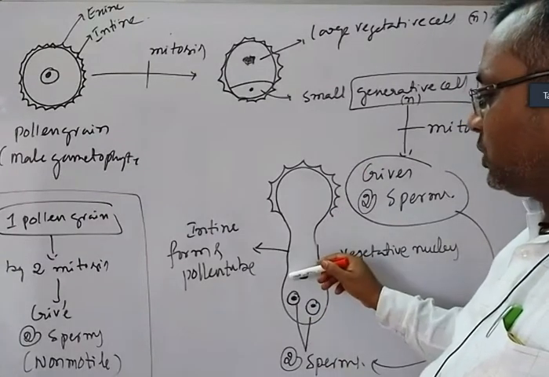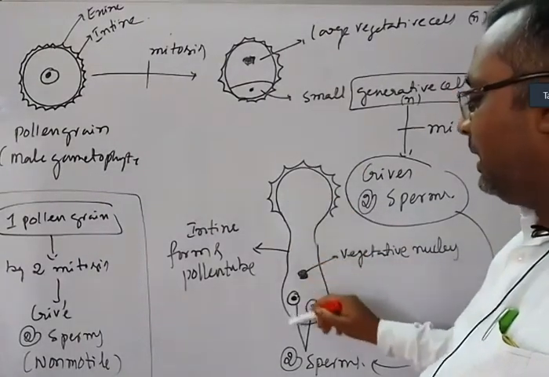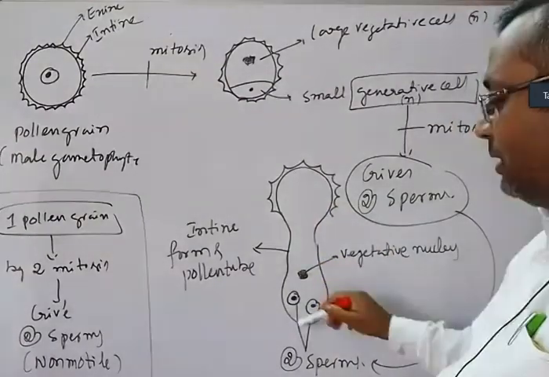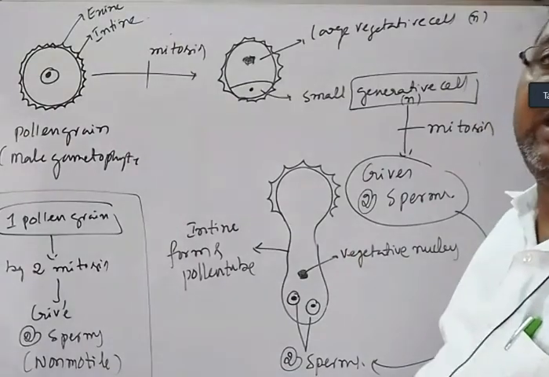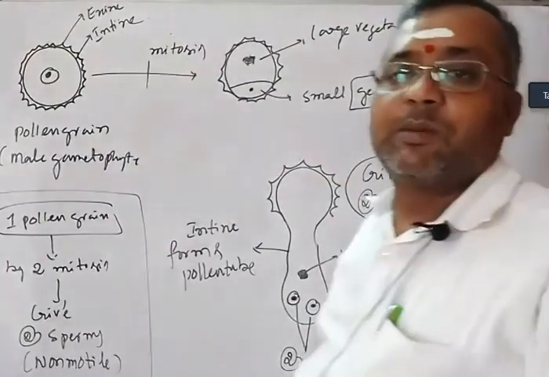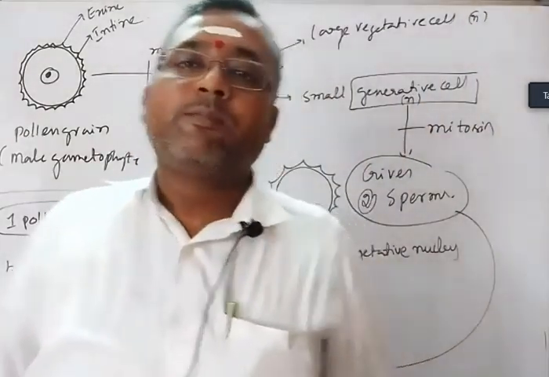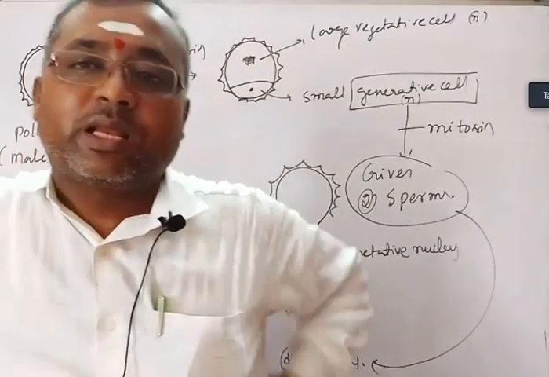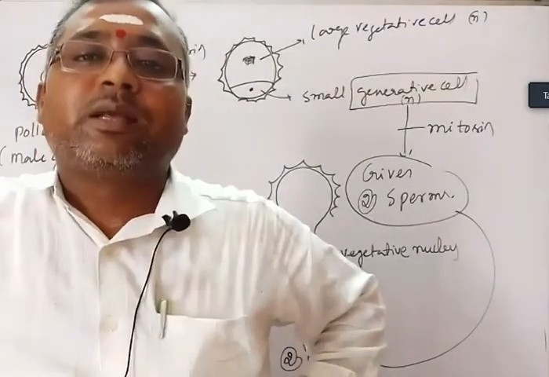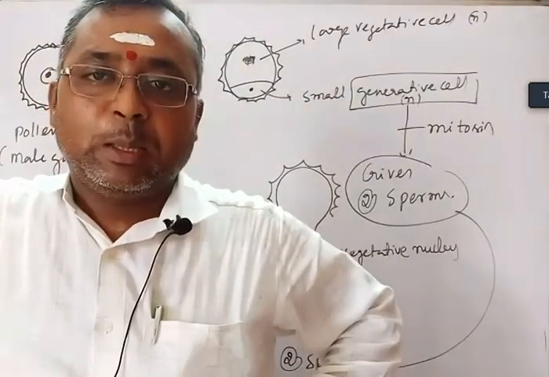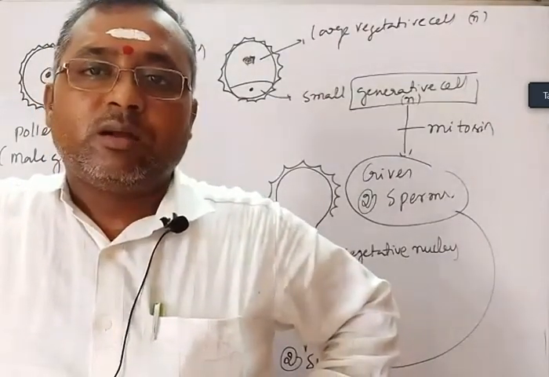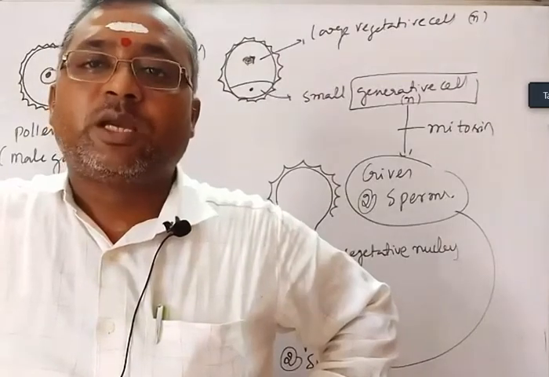This pollen tube is formed from intine. Intine of the pollen grain forms the pollen tube. What is intine? Inner wall. The inner wall of the pollen grain. You can write it down now. Intine of the pollen grain forms the pollen tube.